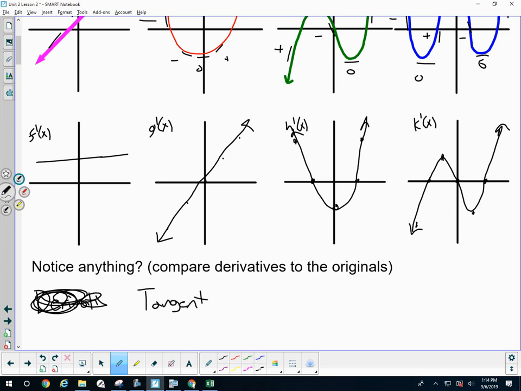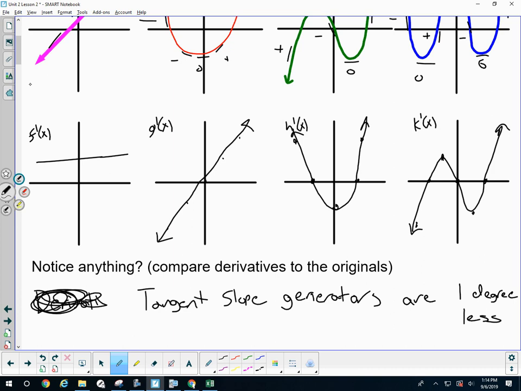We notice that the tangent slope generators are 1 degree less. Okay? The tangent slope generator for x to the fourth is an x cubed. The tangent slope generator for an x cubed is an x squared. The tangent slope generator for an x squared is an x. The tangent slope generator for x is just an x to the 0, a constant.